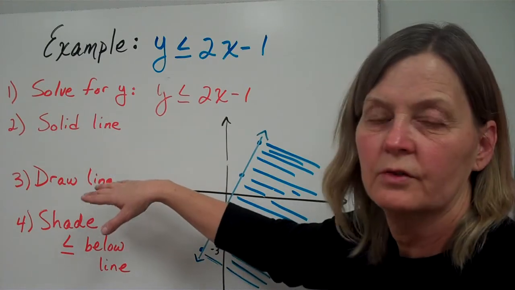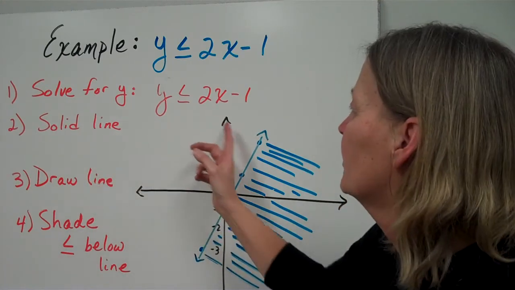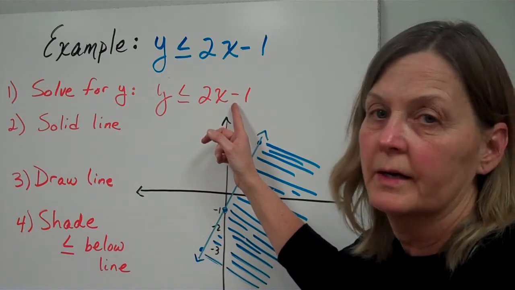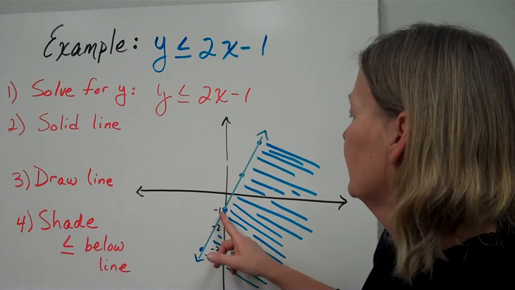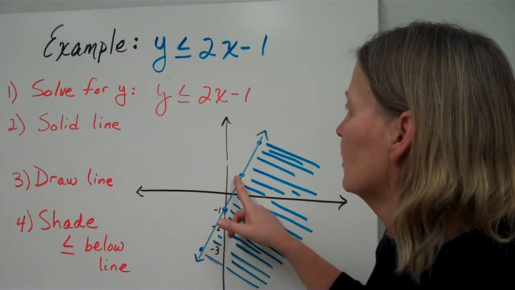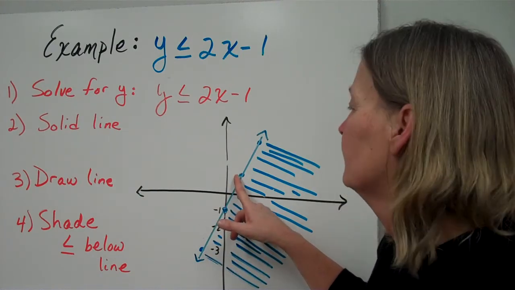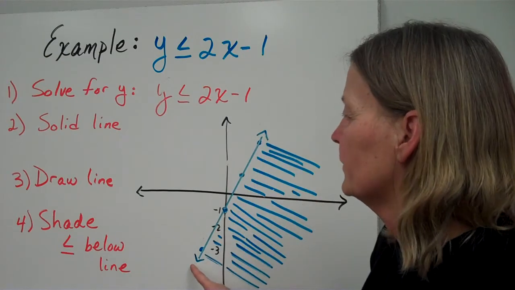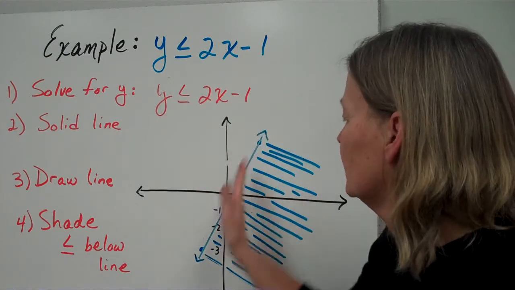So we're going to go back to your knowledge of slope-intercept form. It has a y-intercept of -1, so we graph that point, and then we will go up 2 and over 1 for our slope, and there we draw the line and make it solid because of the equal sign.